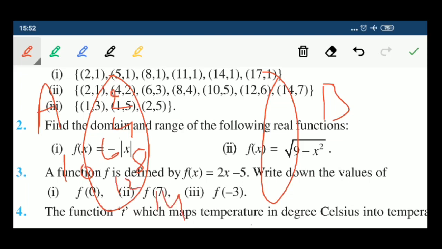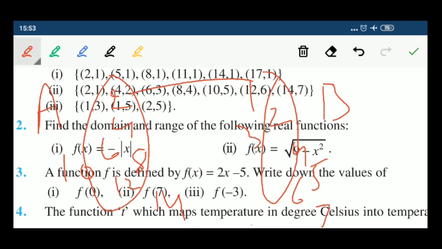All these elements are contained in set A, and set B contains 1, 2, 3, 4, 5, 6 and 7. And you can see this is also a function. Why is it a function?